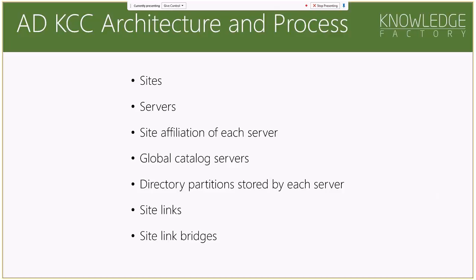Each KCC has the following global knowledge about objects in the forest, which it gets by reading objects in the sites container of the configuration directory partition, and which it uses to generate a view of the replication topology. So the knowledge it has is sites, servers, site affiliation of each server, global catalog servers, directory partitions stored by each server, site links, and site link bridges.